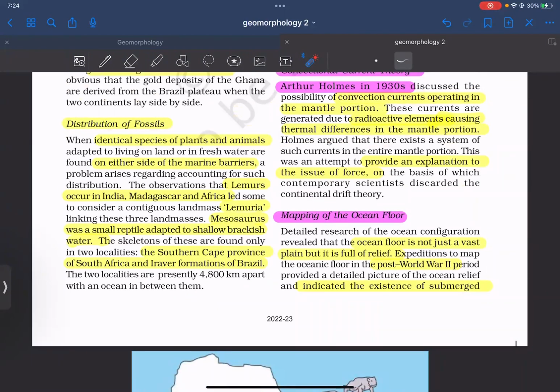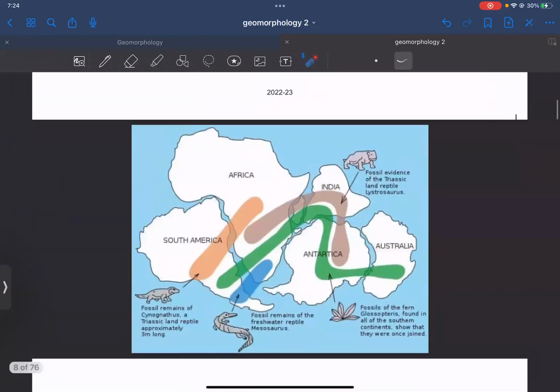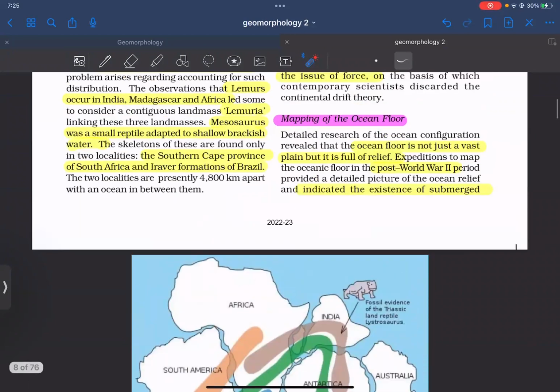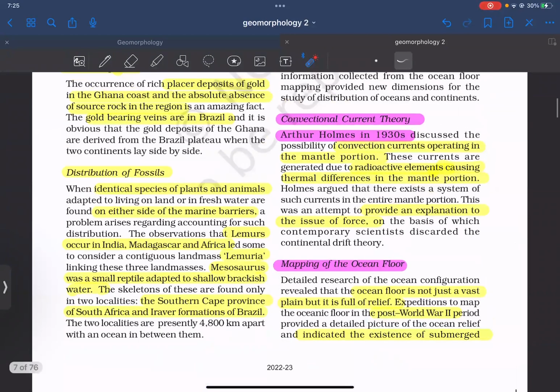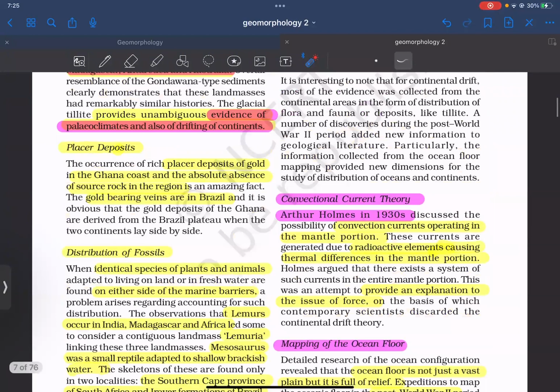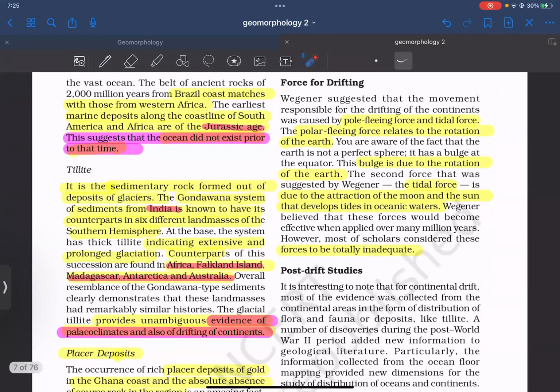Rest of the examples, if you can remember. If you don't, even then it's fine. Glossopteris is across all 6. All right, so this is all about yesterday's session. Okay, so now let's continue with today's session.